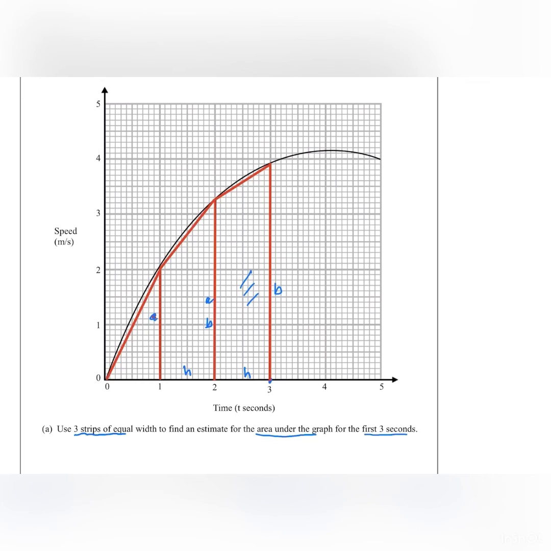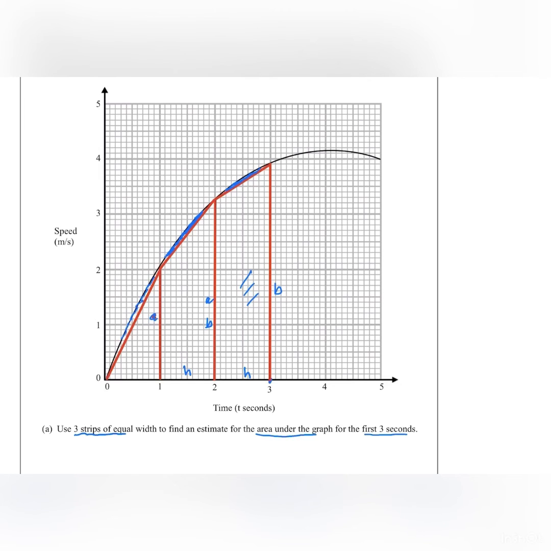Now obviously we're estimating because we cannot find the exact area, because there are some areas here that we have not covered under the graph. So the answer would be an underestimate, because we're not adding in the area of these little parts over here.